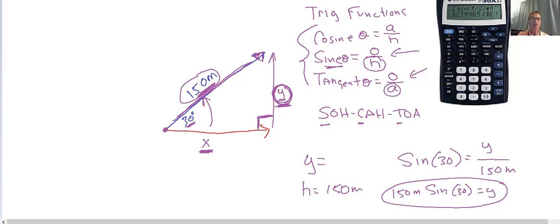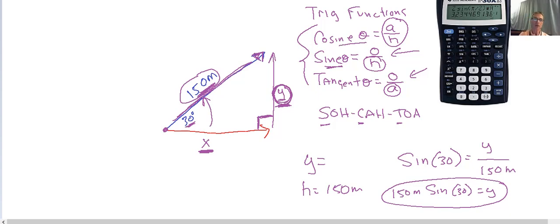How do we figure out what x is? Well, x is that adjacent side. Again, I know the hypotenuse and I want to figure out the adjacent side. So which function am I going to look at? Well, adjacent and hypotenuse have to do with the cosine of the angle.